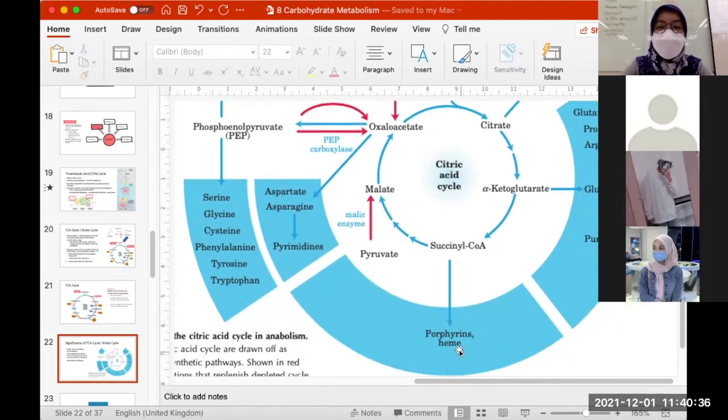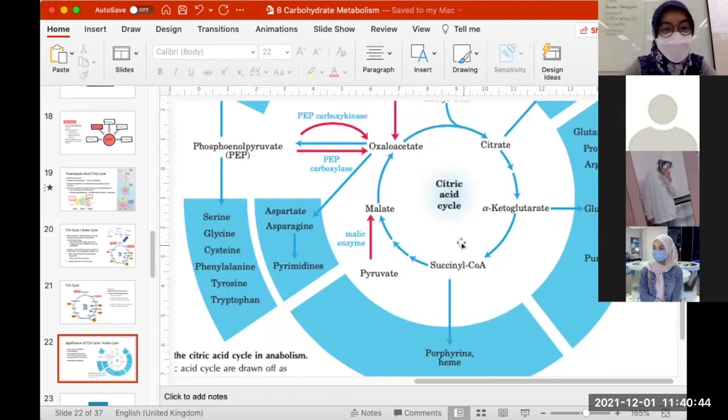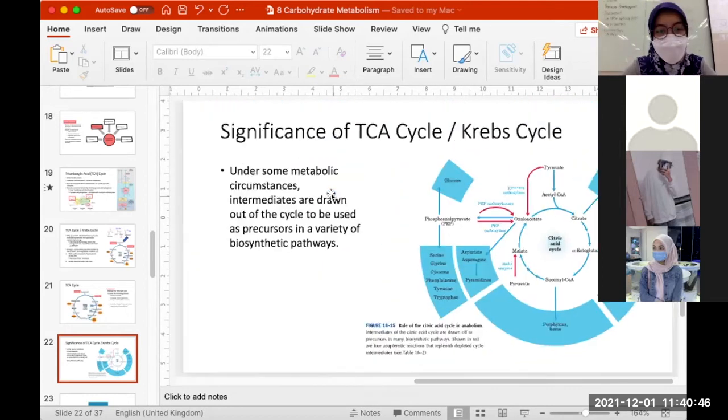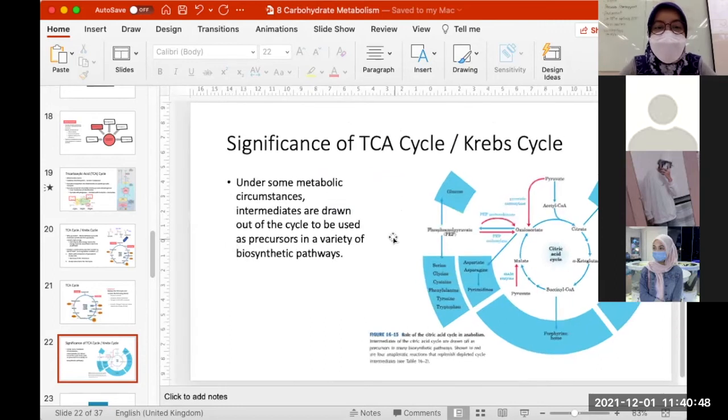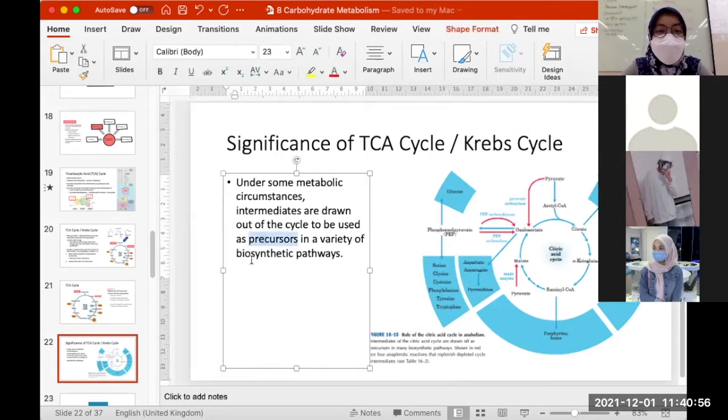Succinyl-CoA can form heme, one of the components in our blood, the red blood cell, the hemoglobin, and so on. So that is the significance of the TCA cycle having a lot of intermediates, because these intermediates are used as precursors in a variety of biosynthetic pathways.